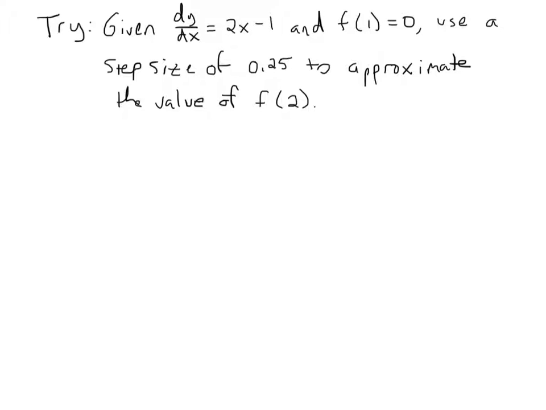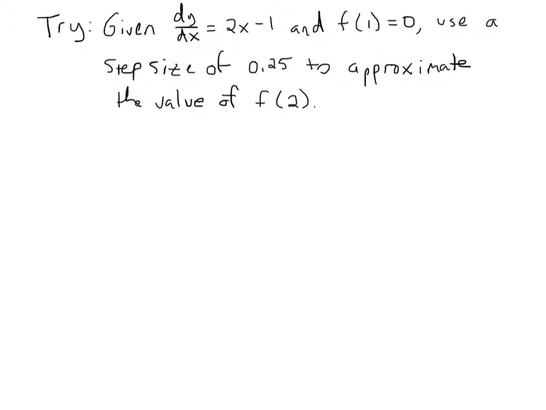Alright, so go ahead and try this problem. It's the same basic layout. I give you dy dx, and I tell you that the initial value at x equals 1, y is equal to 0. We're using a different step size now, 0.25, to approximate the value of f of 2. Go ahead and try it, pause the video now, and when you are ready, unpause the video and we'll look at the solution together.